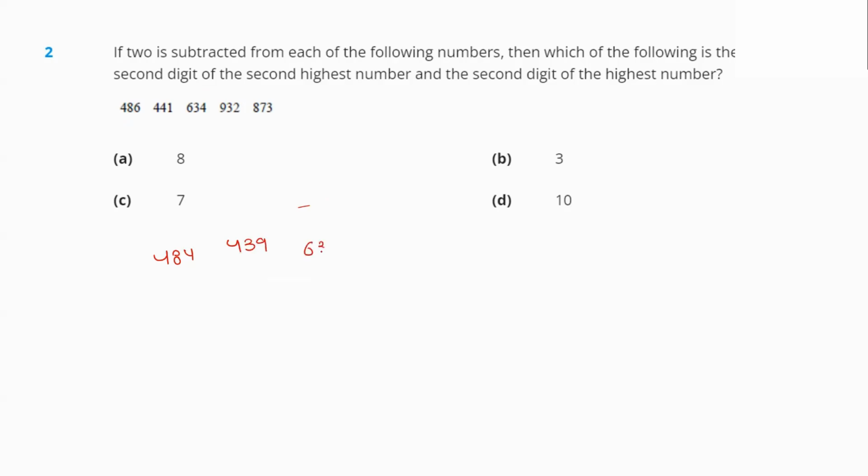439, 632, 930, and 871. This is the highest. This is the second highest. So they are saying we have to find the sum of the second digit of the second highest. The second digit of the second highest is 7. 7 plus the second digit of the highest, which is 3. So we will get 10. So the correct answer is option number D. Moving on to the next question.